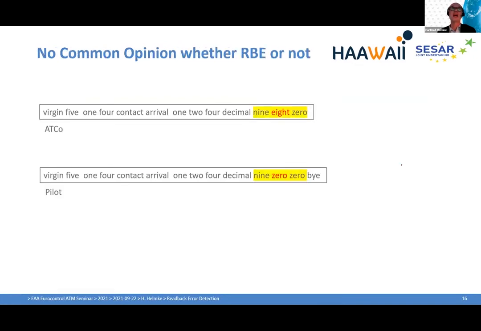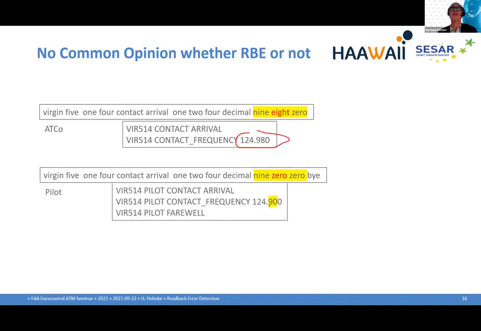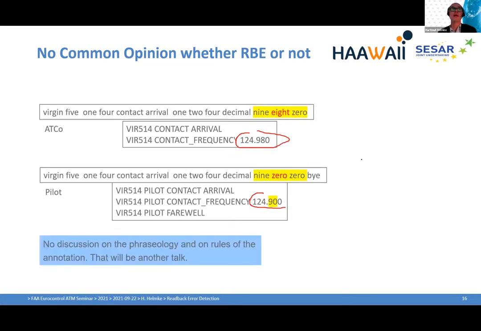More complicated now. I really want to integrate you a little bit, or what is the audience thinking? Here I go immediately to the ontology. Here there was a change by the ATCO to 124980. But the readback of the pilot is 124900. Is that a readback? Of course it's a readback, but is it a readback error?